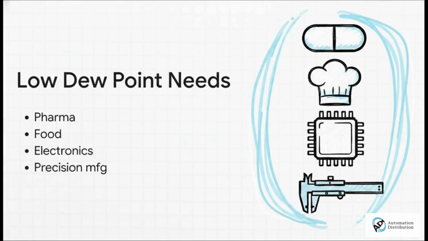Now, while aftercoolers and drip legs form a really fantastic solid baseline for most general industrial environments, some operations just demand more. If you're working in pharmaceuticals, food processing, electronics, or precision manufacturing, you have highly sensitive, low dew point requirements. You absolutely must add downstream refrigerated or desiccant air dryers to your layered defense to get the air sufficiently dry. For these operations, the baseline just isn't going to cut it.